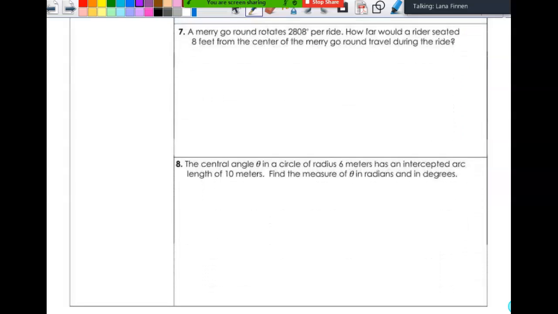A merry-go-round rotates 2,808 degrees per ride. How far would a rider seated 8 feet from the center of the merry-go-round travel during the ride? So if you're on a merry-go-round, however far you are from the center of that thing that's going around in a circle, that's creating a radius, right? And if you go around more than once, then you're going around more than 360 degrees, which is definitely what's happening here. So here, we need to convert these degrees to radians, and I can't do it the same way I did the 15 and the 30 because even if that is a multiple of something, I don't know off the top of my head, and I don't want to spend the time thinking about it.